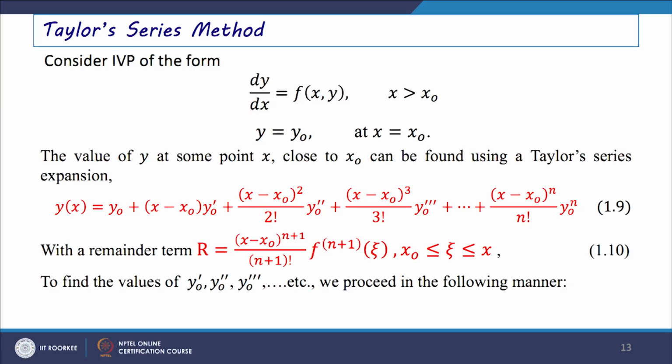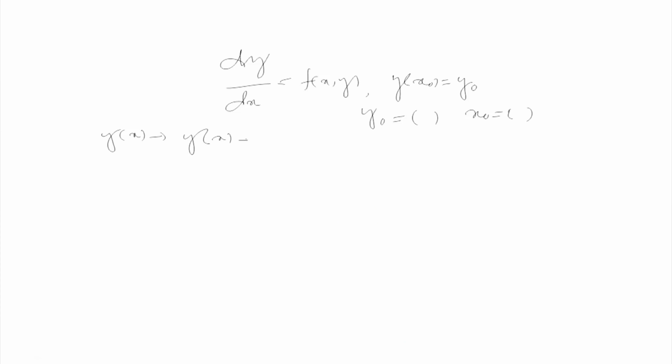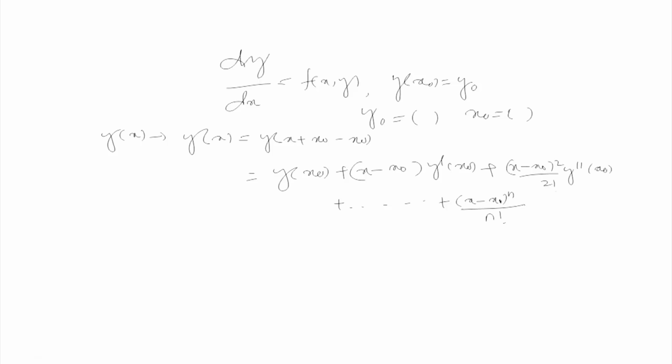So, if we take the Taylor series of y(x) about x = x0, we can write y(x) as y((x - x0) + x0), and then it can be expanded as y(x0) + (x - x0) y'(x0) + (x - x0)^2 / 2! y''(x0), and so on, continuing up to (x - x0)^n / n! y^(n)(x0). Denoting y(x0) as y0, this is y0 + (x - x0) y0' + (x - x0)^2 / 2! y0'' + ... + (x - x0)^n / n! y0^(n).